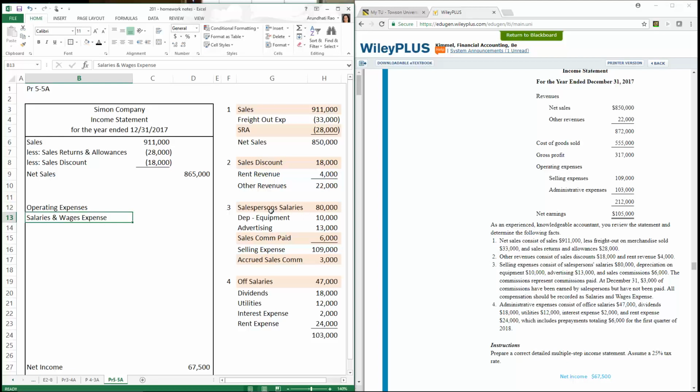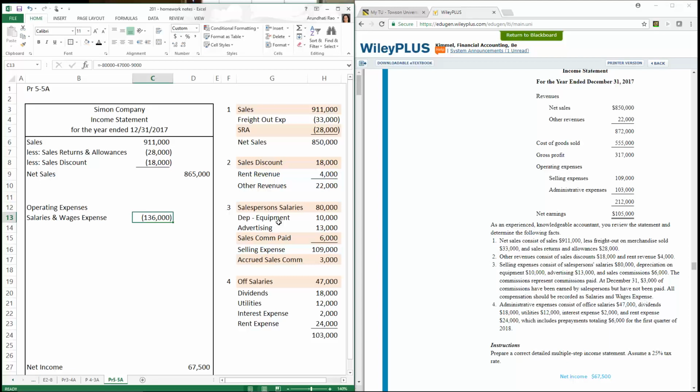Which ones did we say we are going to put as salaries and wages expense? The salesperson salaries, the sales commission paid, the accrued sales commission, and office salaries. So what does that add up to? 80 plus 6 plus 3 plus 47. All of that adds up to 136,000. That's salaries and wages expense. The reason I did that is because I was told to do it. All compensation should be recorded as salaries and wages expense.